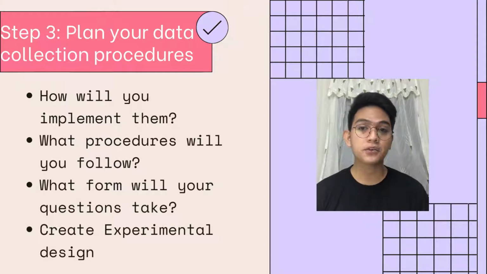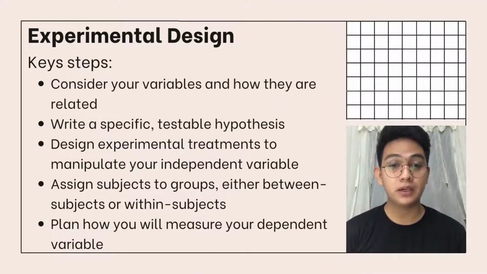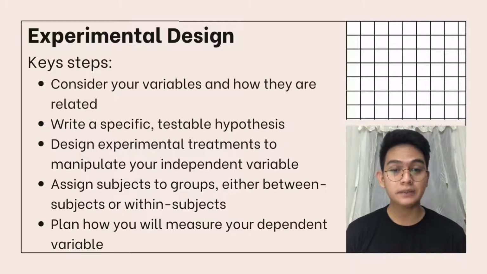For instance, if you're conducting surveys or interviews, you need to decide what forms the questions will be taking. And if you're conducting an experiment, you need to make decisions about your experimental design. Speaking of experimental design, it simply means to create a set of procedures in order to test a hypothesis. Now, creating a good experimental design simply requires a strong understanding of the system that you are studying.